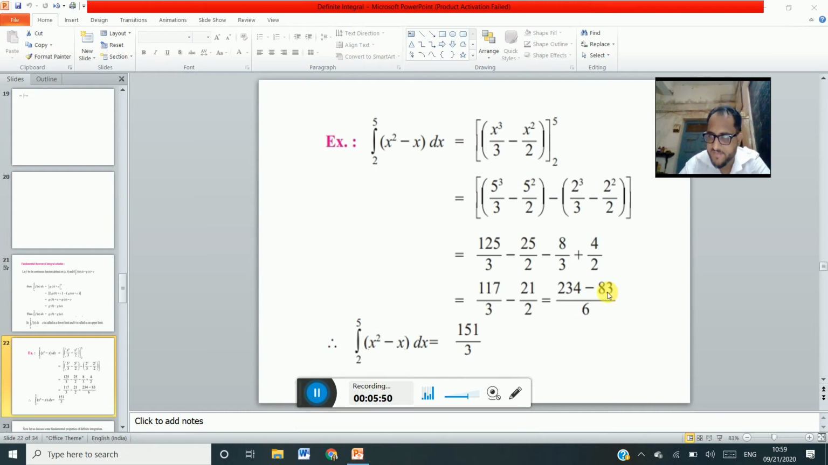here it is. I think 63 is there, so misprint I think, because 21 into 6, that is 126. 126 by 2 is 63, right? Not 83. Means answer is what? 234 minus 63, that is 171 by 3. This should be the final answer.